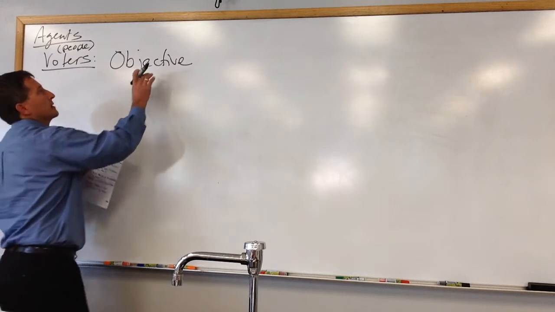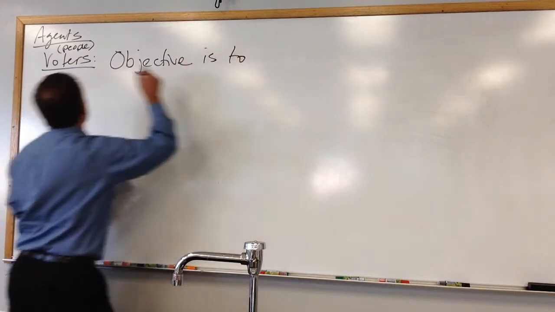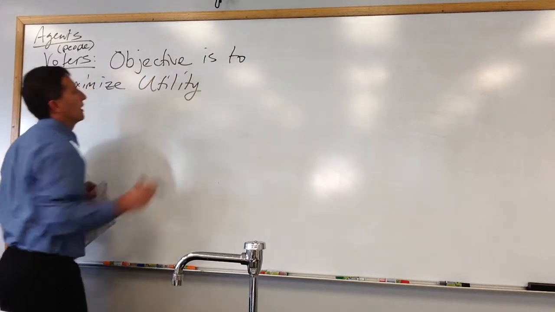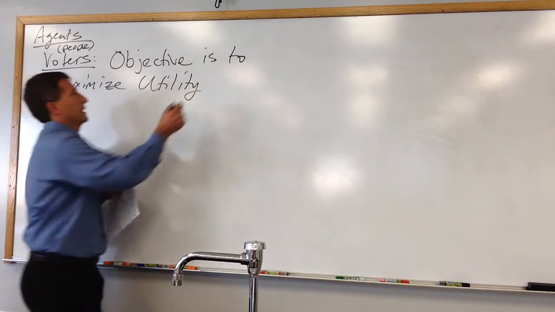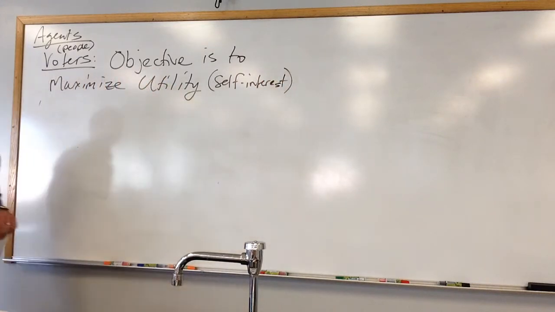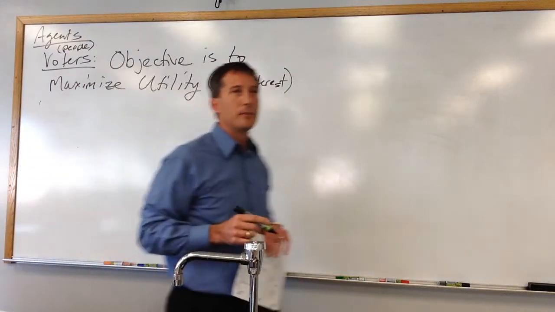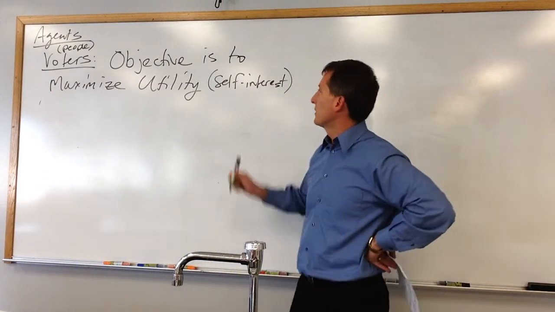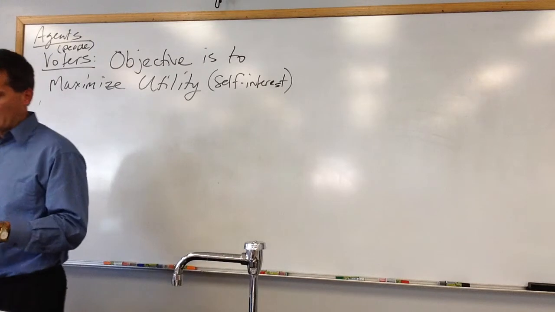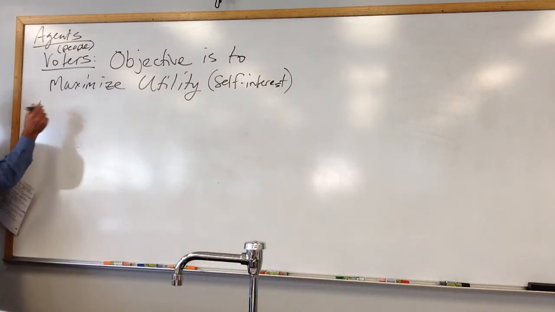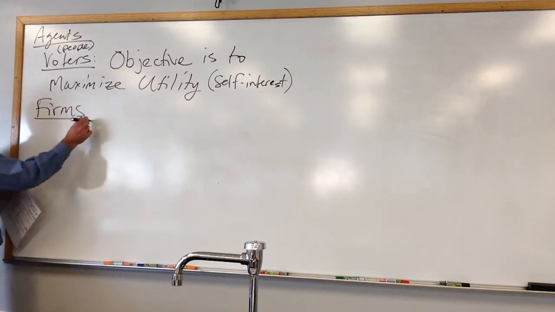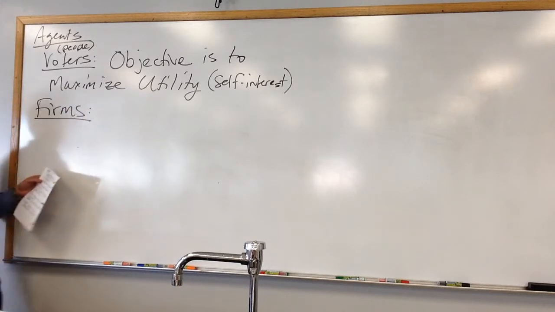So our objective is to maximize utility, which was our measure of welfare for them. This is their self-interest, right? This is what Adam Smith talks about. However they determine what makes them tick, each person has their own utility function, and they are out to pursue their own self-interest in order to maximize utility. All right, we've got the firms or businesses, and what's their objective?